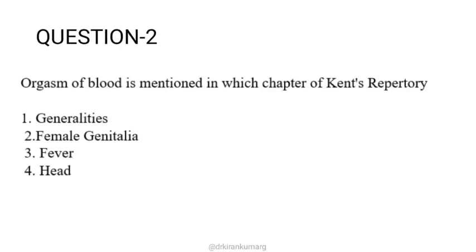Orgasm of blood is mentioned in which chapter of Kent's repertory? Again, this is a question from Kent's repertory. There are 4 options, and we need to identify the right one. The majority of students who attempted AIPGT 2022 got this question wrong, because they think orgasm of blood is in the female genitalia chapter, which is a wrong notion.